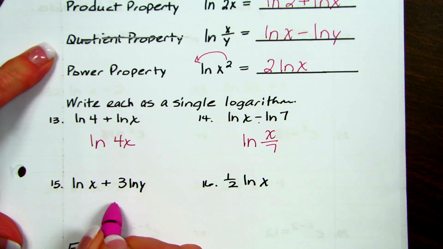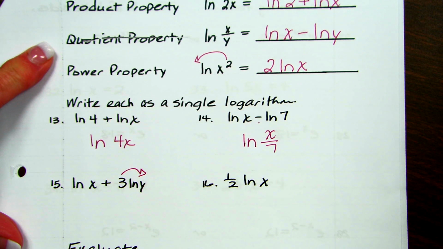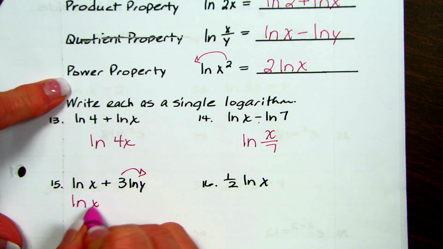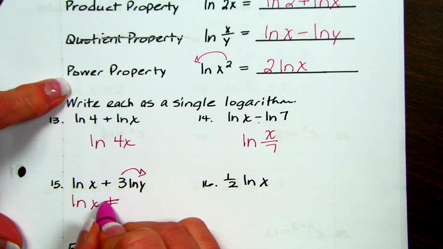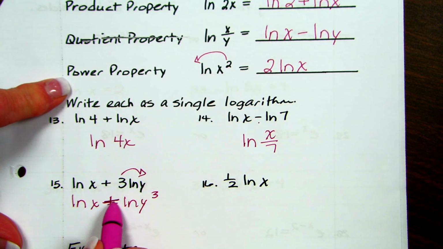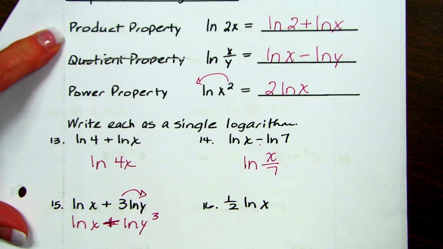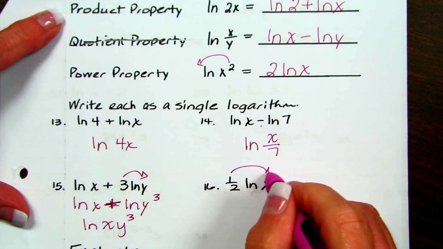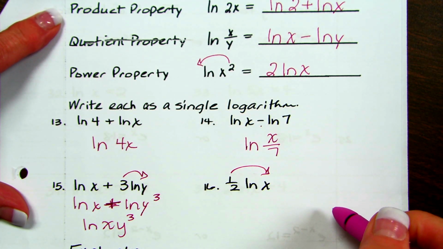This one has a 3 in front, so we've got to first move the 3 to become the exponent, so that's your power property. So that becomes natural log of x plus natural log of y to the 3rd. And then to put these together with the plus, that is the product property, so that would become the natural log of x times y to the 3rd. And this one is reviewing to see if you remember what the 1/2 power means.